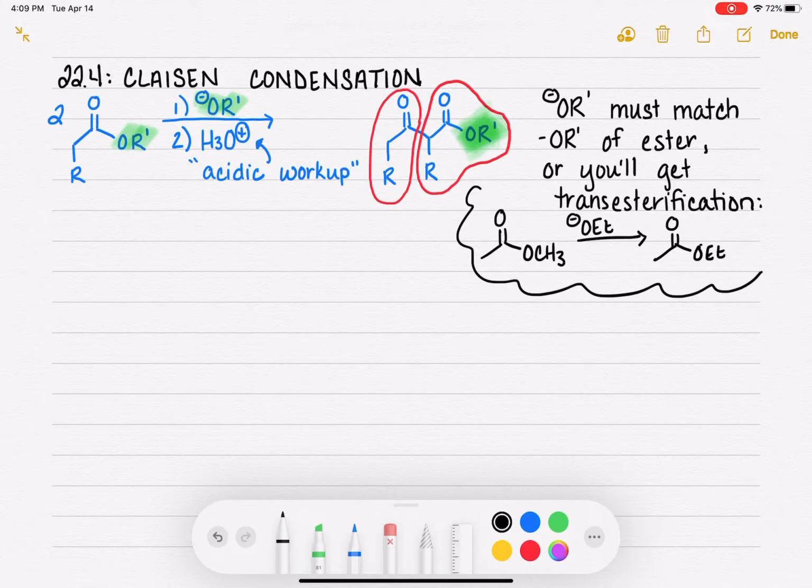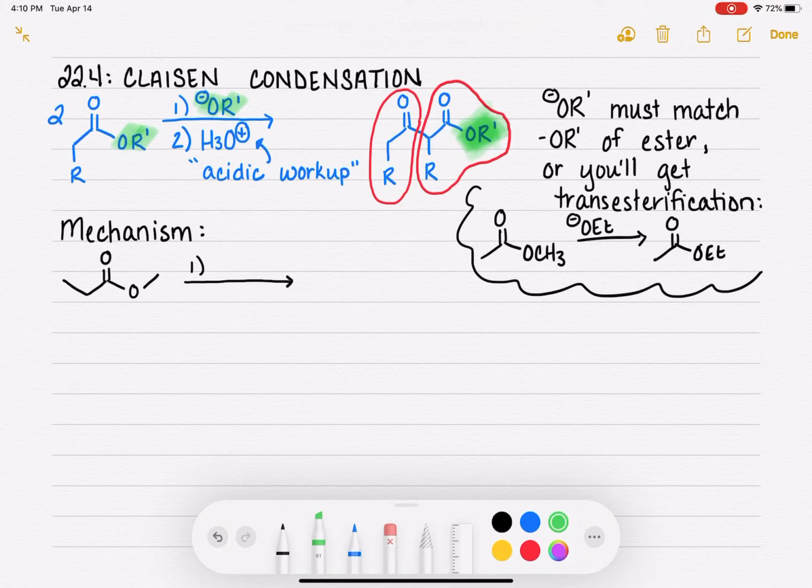Let's take a look at the mechanism. Like I said, this is really similar to the aldol reaction. We are going to start with a pretty small ester just to make the reaction simple. And in our first step, we're going to use an alkoxide, an OR minus, and it has to match this guy right here. Otherwise, we'll get that transesterification. So that is an OCH3 methoxide.